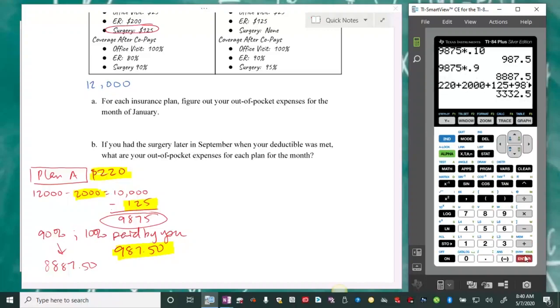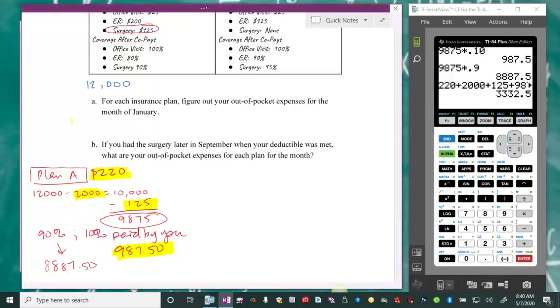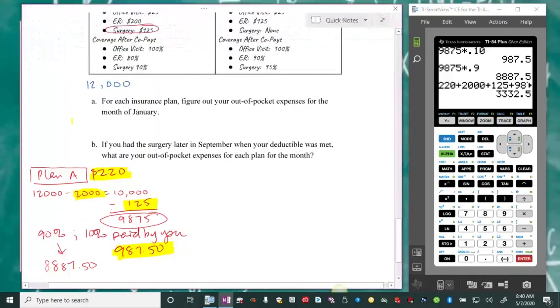So our out-of-pocket expenses for Plan A, let's see, I'm still in a highlighter here. So our out-of-pocket expenses for Plan A, $3,332.50. Let's go ahead and do the same for Plan B.